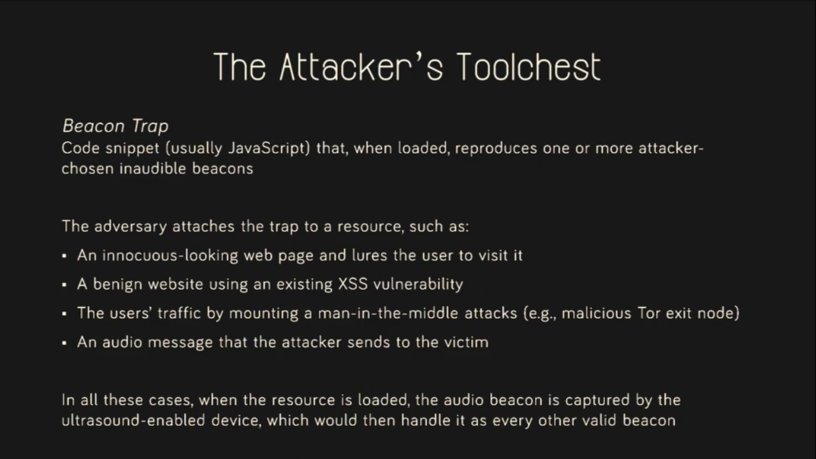However, what the adversary can do is attach this code snippet to a resource that the victim is interested in. In the first case, and this is what we saw in the demo, this can be a benign-looking web page that the journalist lures the whistleblower to visit. However, this can be a completely benign website that has no idea about the attacker and simply has a stored cross-site scripting vulnerability that the adversary is going to exploit.